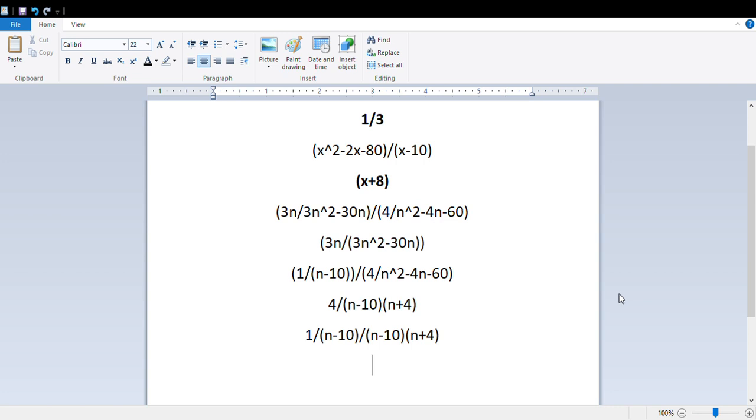So let's see what we've done so far, right? So notice that we're dividing. When we're dividing one number by the other, and you have a division sign inside it itself, what you guys can do is flip it, right? 1 divided by n minus 10 divided by n minus 10 times n plus 4 is the same thing as 1 divided by n minus 10 times 1 over n minus 10 times n plus 4.